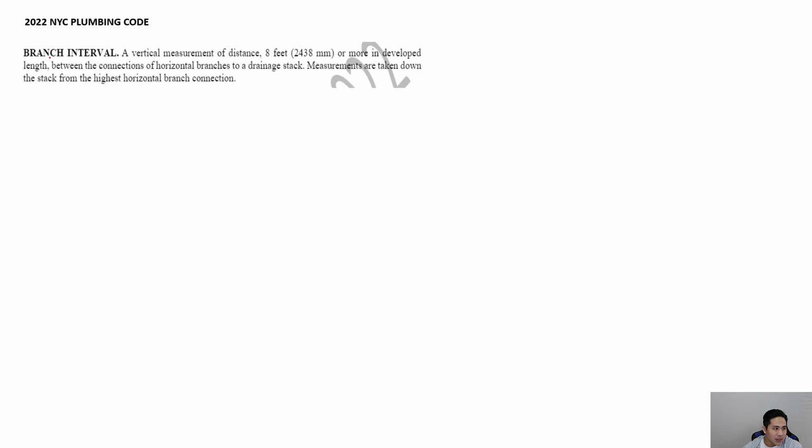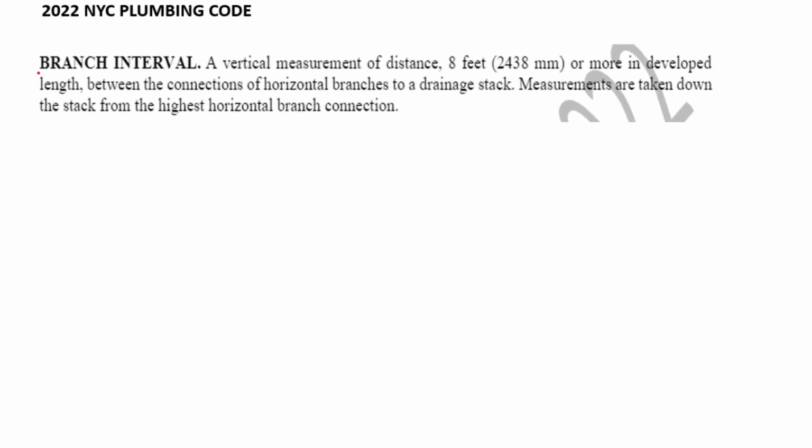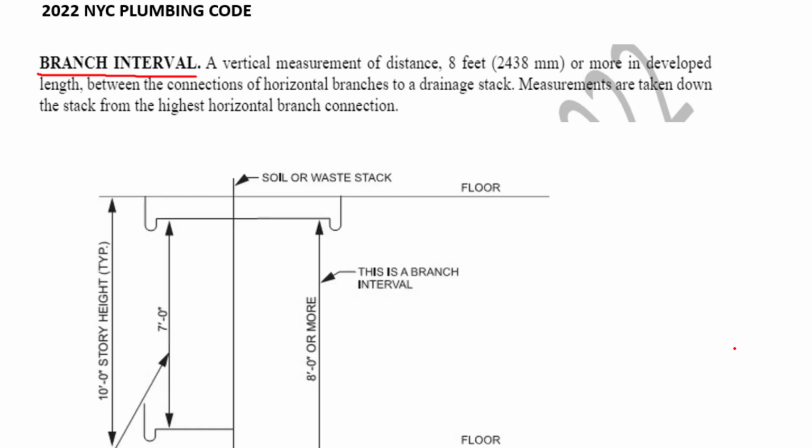So to further explain the branch interval that was discussed before, the plumbing code defines the branch interval as a vertical measurement of distance 8 feet or more in developable length between the connections of horizontal branches to a building drainage stack. Measurements are taken down the stack from the highest horizontal branch connection.